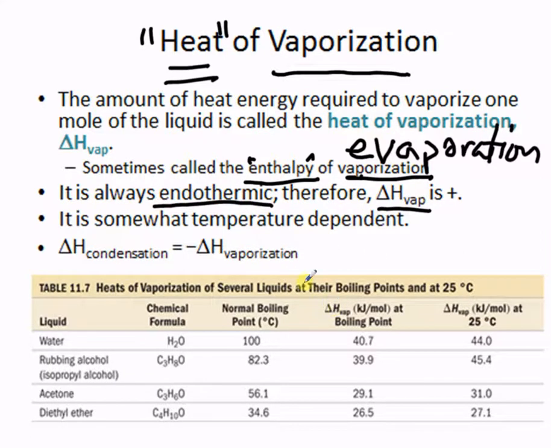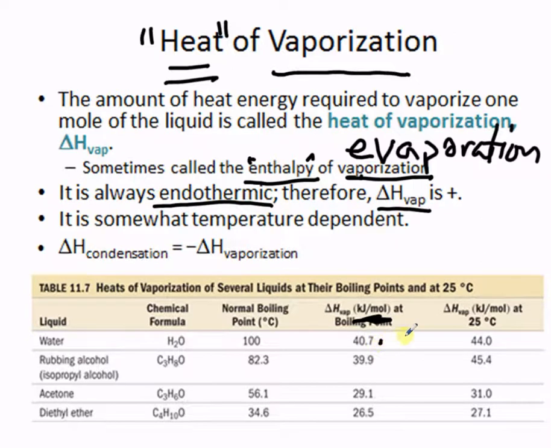And these are some of the values that you have for different molecules. Like for instance, think about water there. When you evaporate water at the boiling point, that would be about 100 degrees Celsius, you need about 40.7 kilojoules per mole of energy to evaporate that.